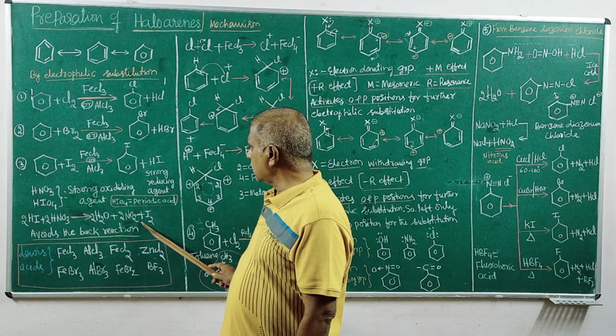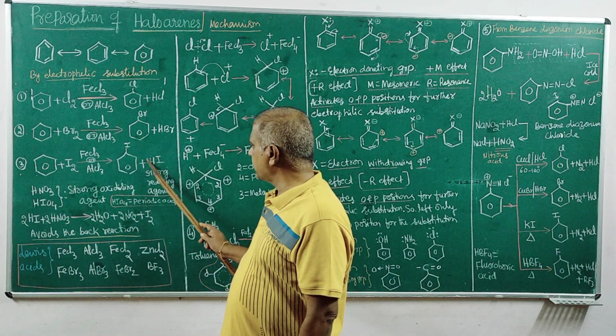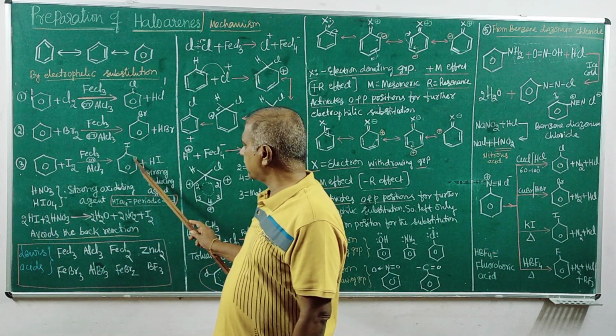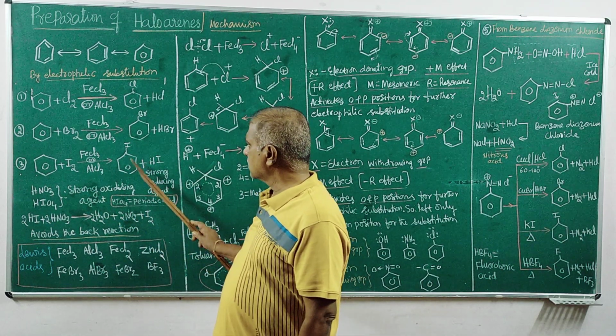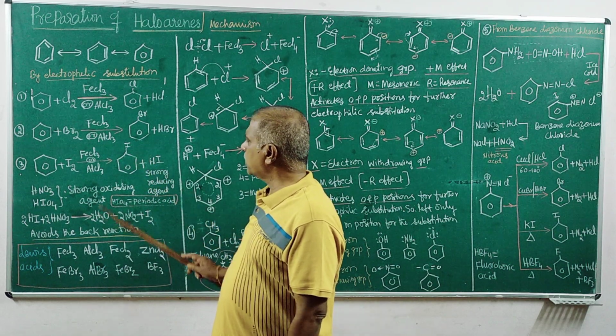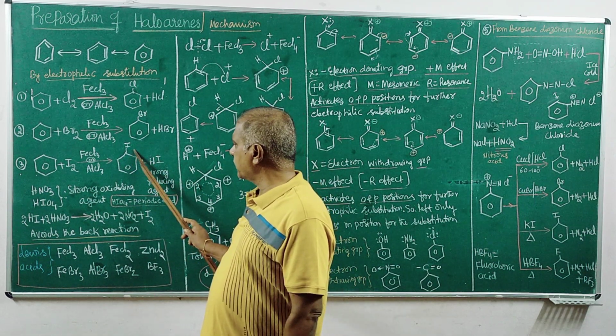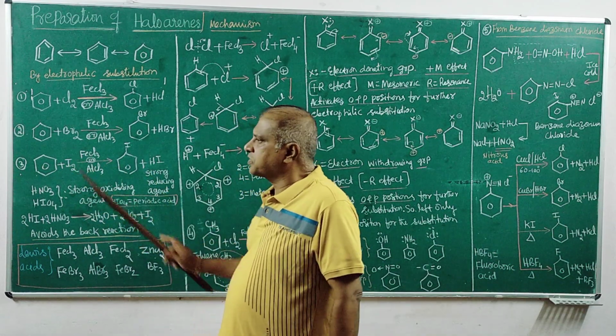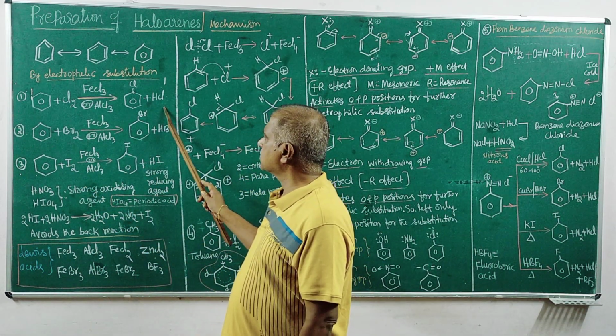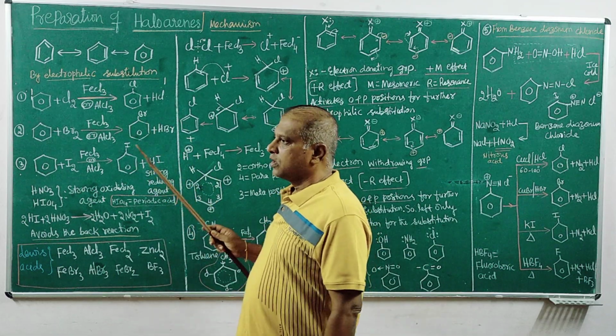So it will nullify the chemical activity of HI before it can act. It is removed as this and this, so it cannot act on the product, and the product will remain. So in the production of the iodo derivative, we need to mix in this compound just to avoid the reverse reaction. But that is not the case here for the others.